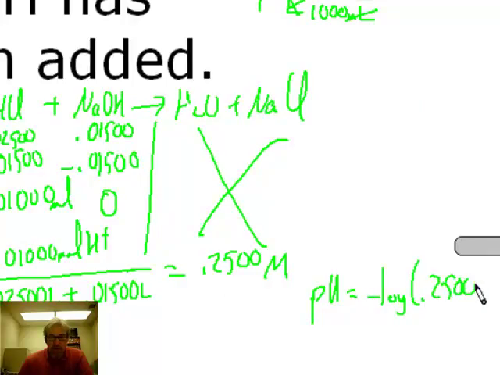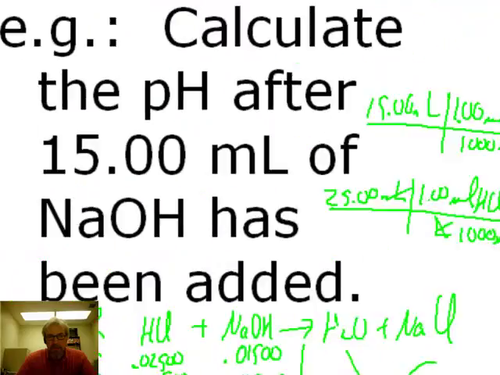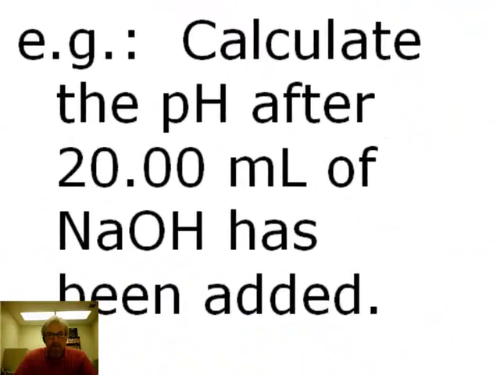And that works out to, I'm going to round all of these pHs to 2 decimal places, which is a pretty reliable practice most of the time, 0.60. So my pH is higher than it was before, but it's still pretty low, indicating that it's still a strong acid solution. Now it's asking me to calculate the pH after 20 milliliters of NaOH has been added.